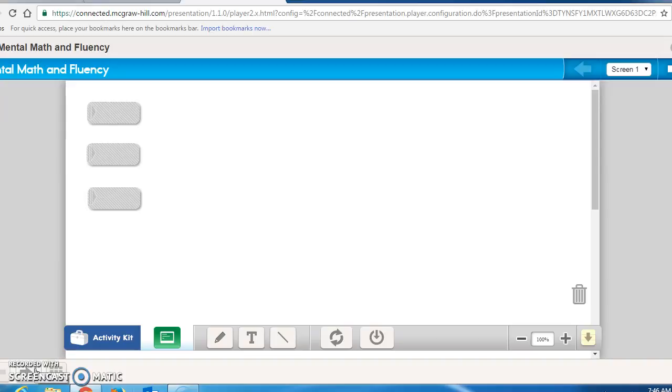Your assessment check-in will be page 236 is what I'll be looking at. It's your math journal, page 74. And Math Masters, page 106.